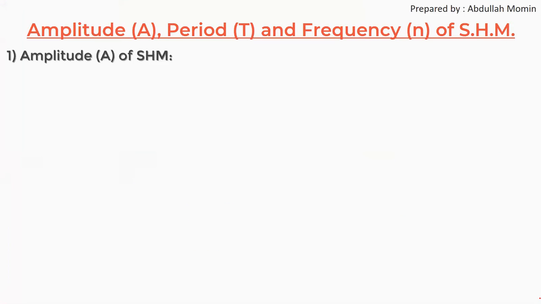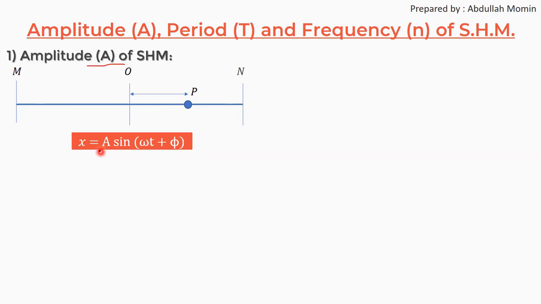So let's first study about the amplitude of SHM, which is denoted by capital A. Suppose a particle is performing SHM on this straight line MN, and at this instant of time the particle is situated at point P. So the displacement of the particle at point P can be denoted with the help of the equation which we have derived in our previous lecture. If you didn't watch it yet, go and watch that video and come back here to watch this one.